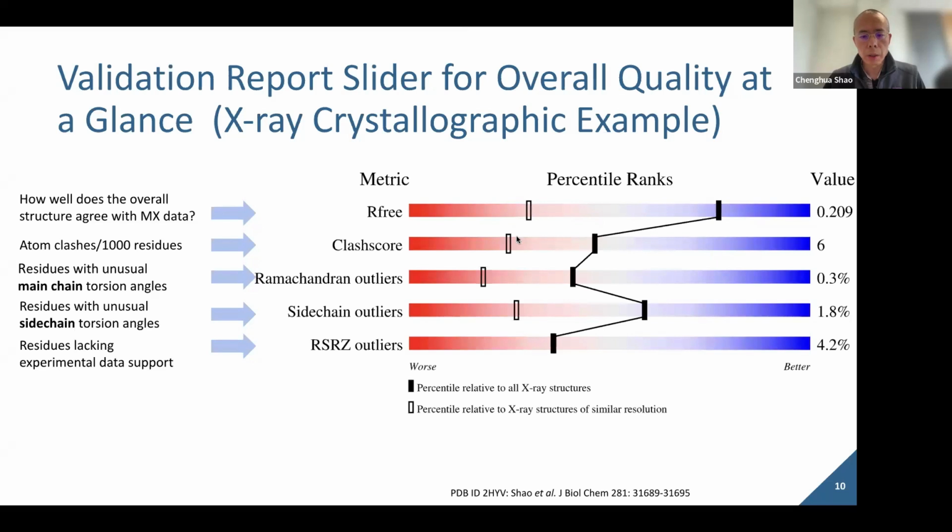The next slider is clashscore, which, as the name says, measures the average atomic clashes. And the next is the percent of Ramachandran outliers, which measures how many residues have unusual backbone torsion angles. And similarly, the sidechain outlier slider measures the percent of residues with unusual sidechain torsion angles. Finally, the last one, RSRZ, measures the percent of residues which have insufficient experimental data support.